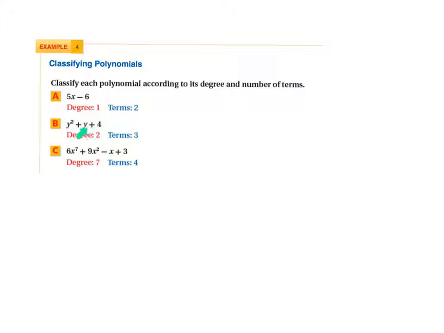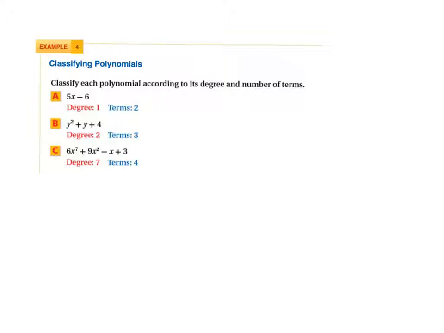So here, degree of 2, because this is our highest exponent, this monomial right here, y squared, so its degree is 2, and then the amount of terms, being separated by plus or minus, we've got 1, 2, 3 terms. Here, degree of 7, so we're going to keep the highest because it's a polynomial, and then we're going to count how many terms. 1, 2, 3, 4. It's always one more than the amount of plus or minus signs. Since there's 1, 2, 3 operations here, there'd be one more, 4 terms.